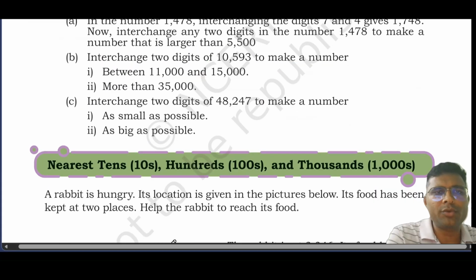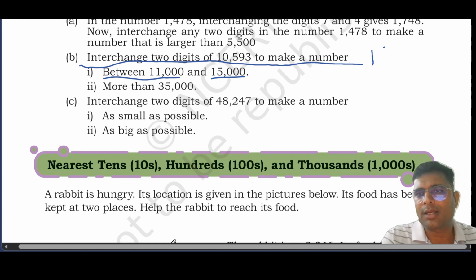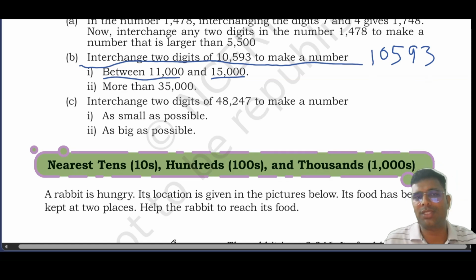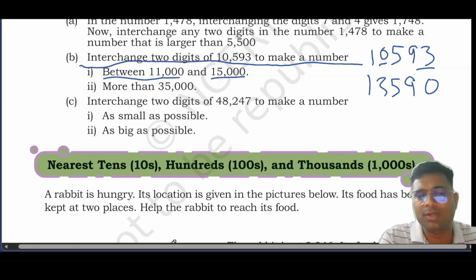Coming to next, interchange two digits of 10,593 to make a number between 11,000 and 15,000. So we have the digits 10,593. We have to interchange any two digits to make a number between 11,000 and 15,000. So what we will do here bachcho, interchange 0 and 3. So it will become 13,590 and that is between 11,000 and 15,000.